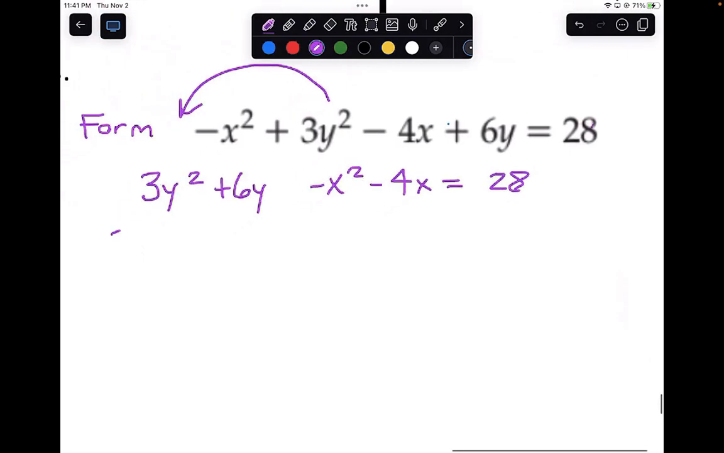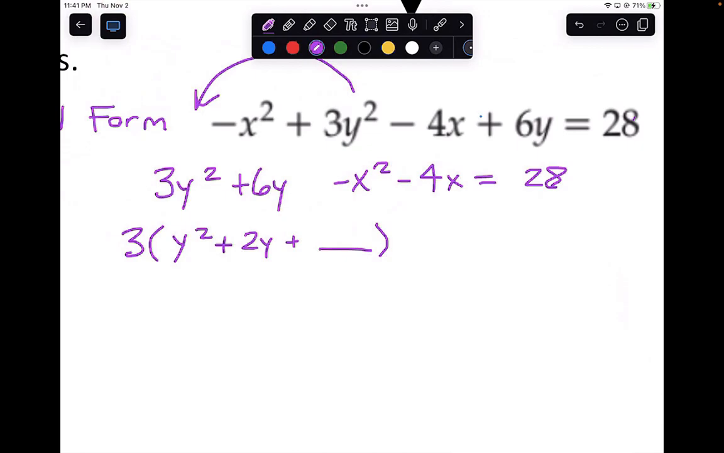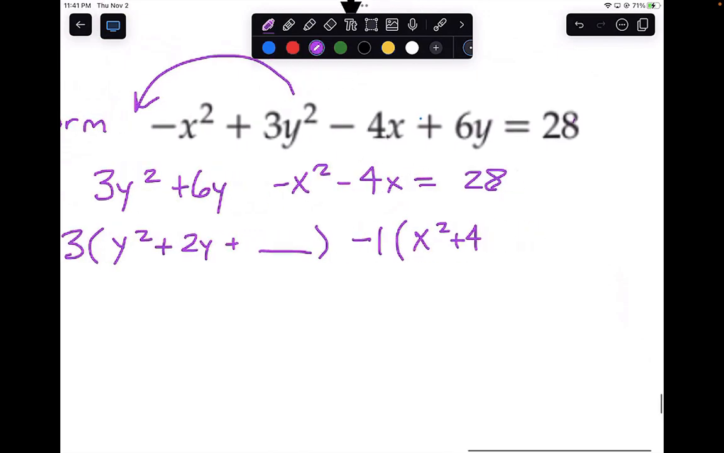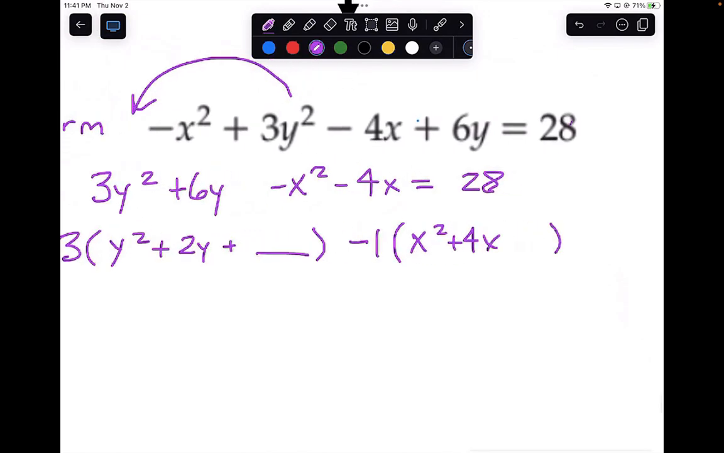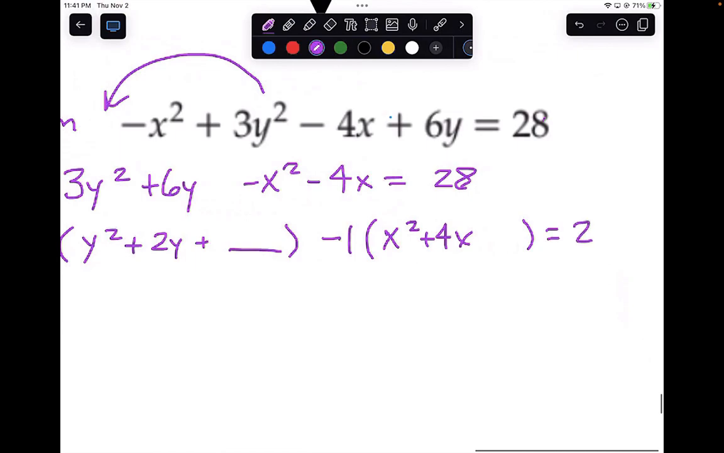The first group you can factor out a 3, you will be left with y squared plus 2y, and then plus something here eventually. The second group, even though there's not a GCF number you can pull out, we're going to still pull out a negative 1. And watch out on that. So that'd be x squared plus 4x, and then plus blank left over, then equals 28.